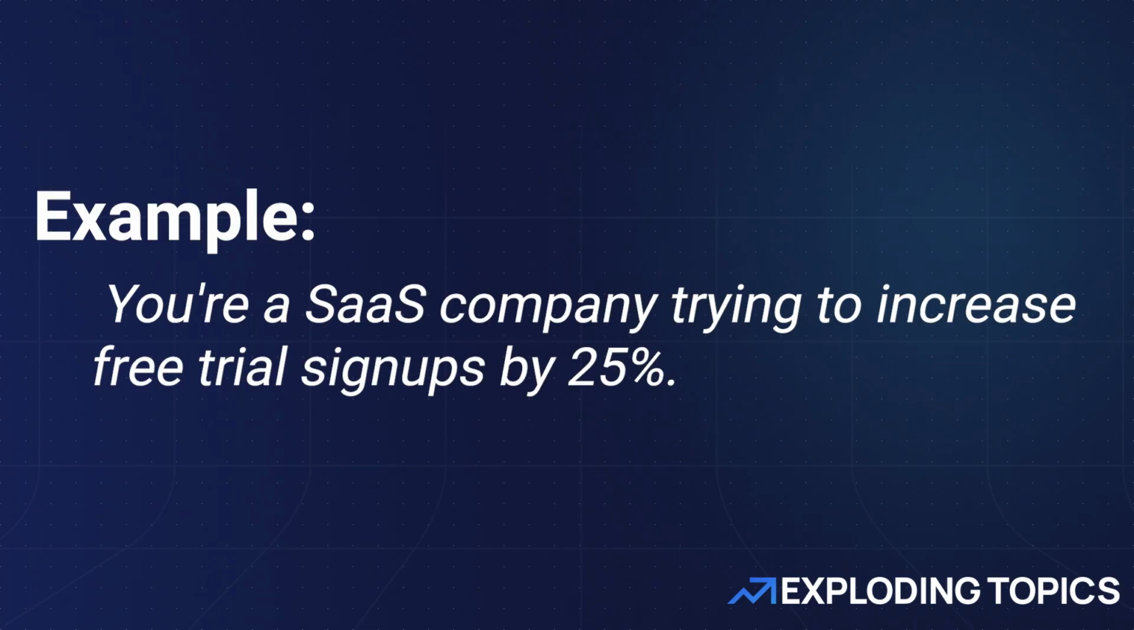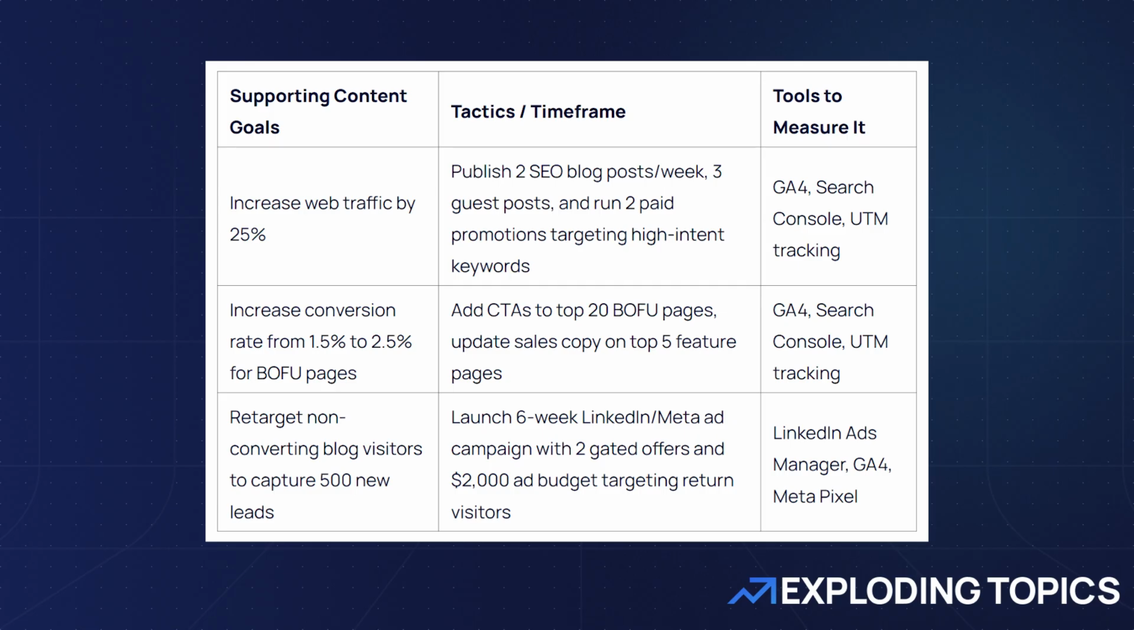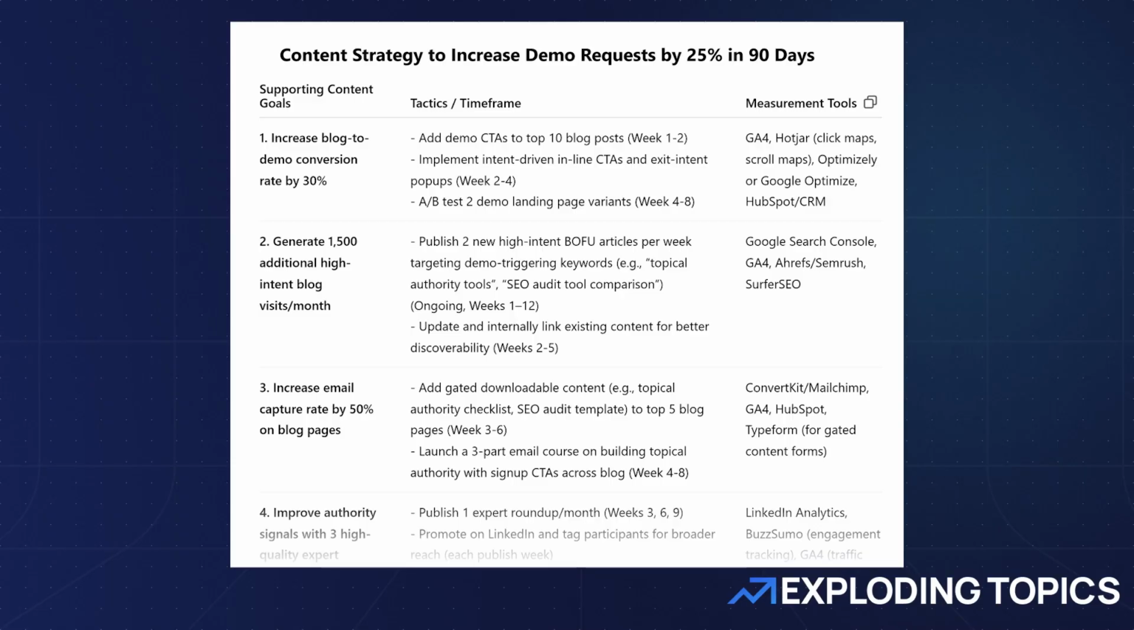Let's say you're at a SaaS company trying to increase free trial signups by 25%. Your content goals need to map directly to that. Maybe you're increasing web traffic by publishing 2 SEO blog posts per week, boosting conversion rates on bottom-of-funnel pages, and retargeting blog visitors with LinkedIn ads. Every piece of content should have a clear line to your main goal. If it doesn't, cut it. Pro tip, use ChatGPT to plan this out. Give it your business goal and ask it to generate a table of supporting content goals, tactics, and measurement tools. It's a solid starting point.